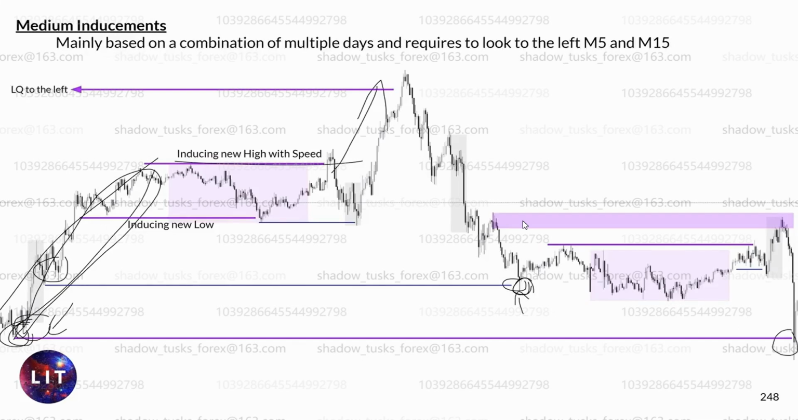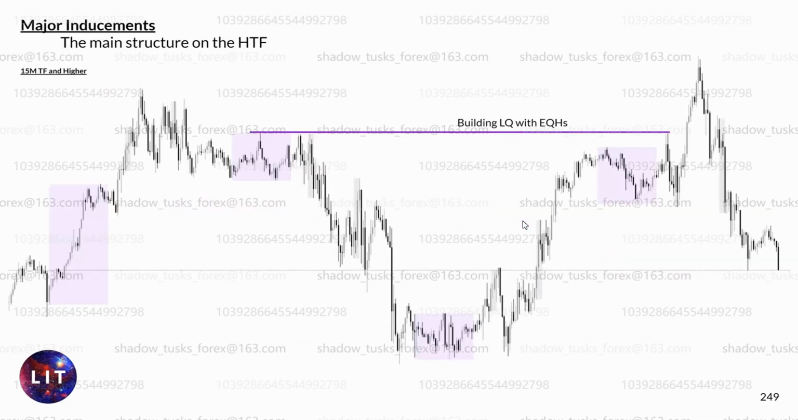Okay, so then what we have in here, we have major inducements. Major inducements are pretty much the main structure on the higher time frames. This can be everything on like 50 minutes or even 1 hour or even higher, right?